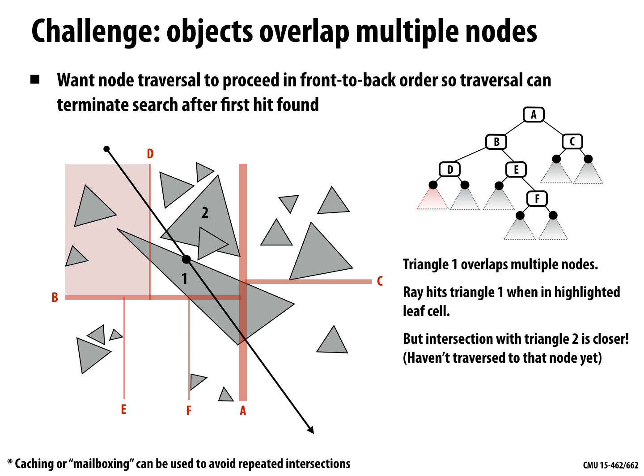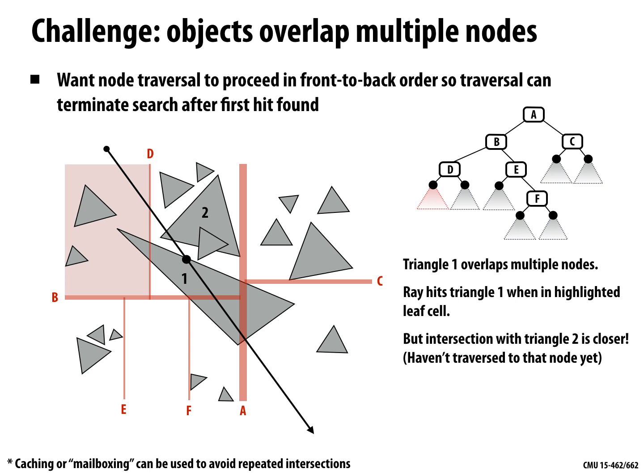There are, however, some challenges with this approach, and the basic complexity we have to deal with is that objects can overlap multiple nodes. We can have a single primitive that's contained in multiple nodes of the KD tree. So what we'd like to do is traverse these nodes in front to back order so that traversal can terminate after we find the first hit. But let's look at what happens in this example. We have this big long triangle number 1 that overlaps multiple nodes, and we progress in front to back order. We start at the ray origin, and we walk through the KD tree looking at the closer nodes first.